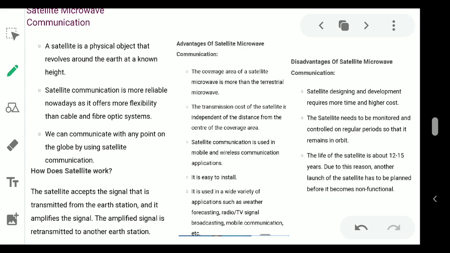So what are the disadvantages? Satellite designing and development requires more time and higher cost. A satellite needs to be monitored and controlled at regular periods so that it remains in orbit. The life of a satellite is about 12 to 15 years. Due to this, another satellite launch has to be planned before it becomes non-functional. So it is also very difficult.